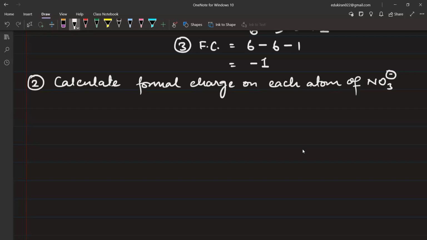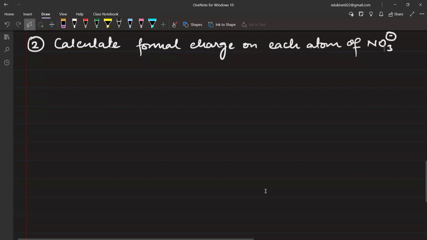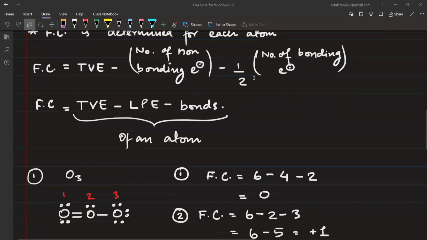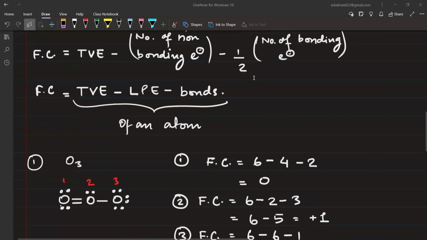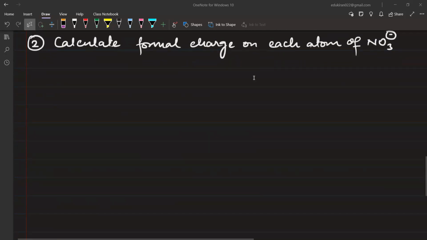So for nitrogen, should we calculate the total valence electrons as 5 or 6? Just think about the nitrogen atom in the periodic table. Don't look at the structure. How many valence electrons does nitrogen have? That's 5, so you'll take 5 only. You don't have to worry about the charge here. The charge is taken care of when you are drawing the Lewis dot structure. Once you have drawn it, from there you can calculate it very easily.